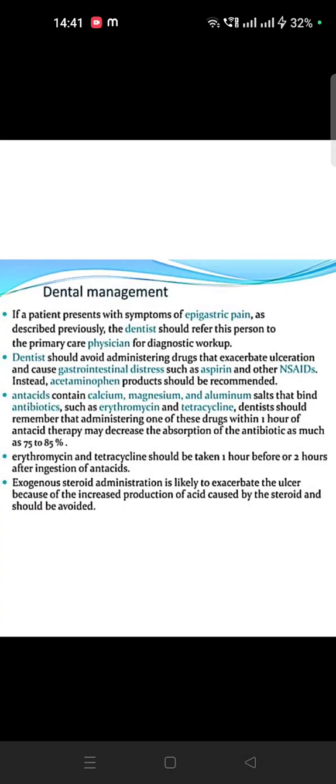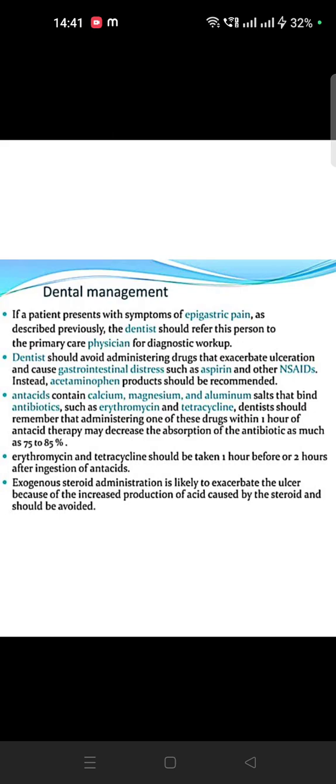So normally we can start with the oral aspects. For dental management, if there is epigastric pain, the dentist should refer the person to the physician for diagnostic workup. The dentist should avoid administering drugs that cause ulceration, such as aspirin. It can lead to hematemesis, so they will avoid aspirin and similar drugs.